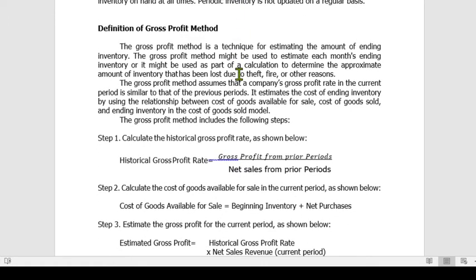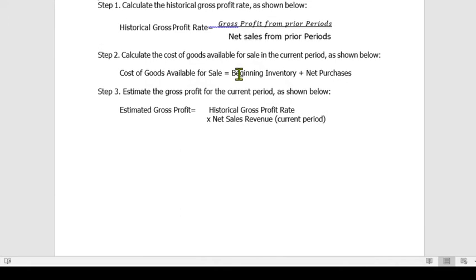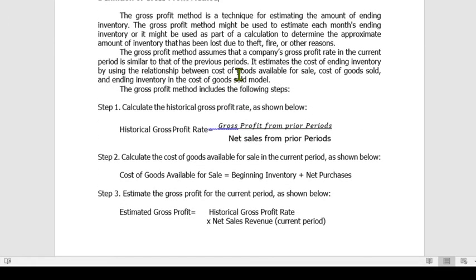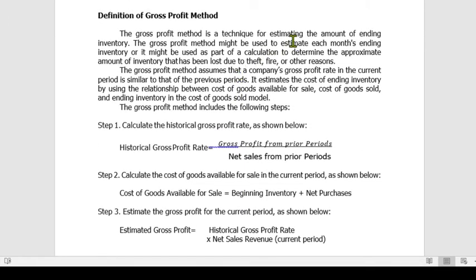So we define the gross profit method. Under the gross profit method, we estimate the amount of ending inventory. The gross profit method is used to estimate each month's ending inventory, or it might be used as part of the calculation to determine the approximate amount of inventory that has been lost due to theft, fire, or other reasons. So it is used to identify the ending inventory of the company.